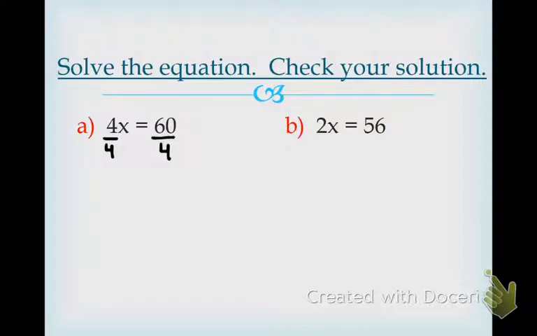So I can technically get rid of this because I'm just multiplying by 1, and I'm left with plain old x. Because 1 times x. If I had a 1 right here, that would be fine too. 1x is the same thing as x. What is 60 divided by 4? 15 is correct.